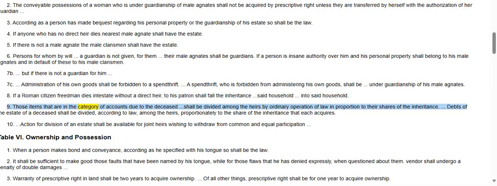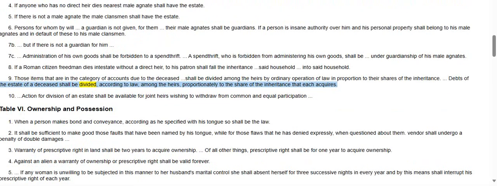9. Those items that are in the category of accounts due to the deceased shall be divided among the heirs by ordinary operation of law in proportion to their shares of the inheritance. Debts of the estate of a deceased shall be divided, according to law, among the heirs, proportionately to the share of the inheritance that each acquires. 10. Action for division of an estate shall be available for joint heirs wishing to withdraw from common and equal participation. Table 6. Ownership and possession.